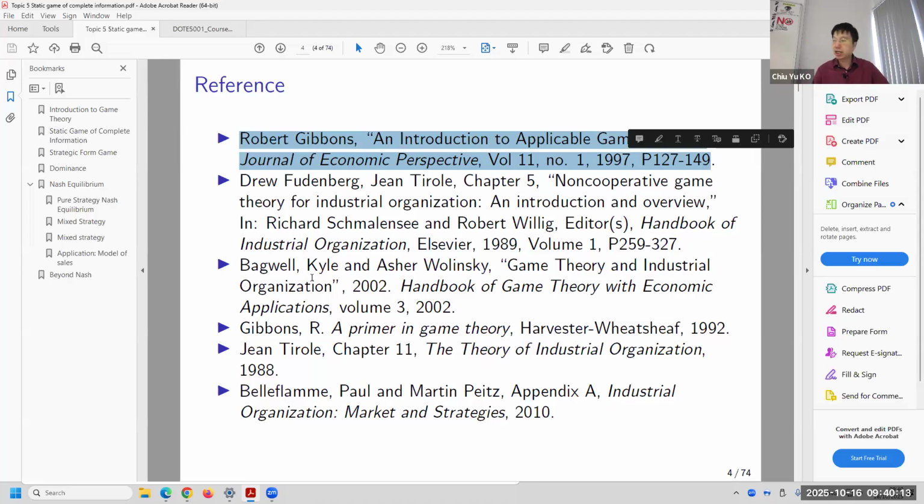And then if you really want a textbook, I recommend Gibbons, which is the undergrad, master level textbook. That book contains exercises and material that would be enough for you to review. Okay. And there are also other textbooks, the IO textbook and the game theory textbook, that would also work.